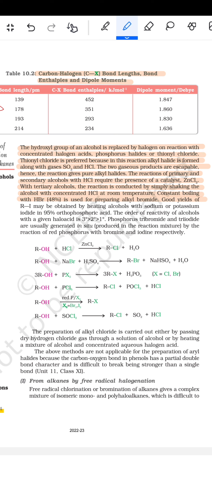Good yields of RI may be obtained on heating alcohol with sodium or potassium iodide in 95% orthophosphoric acid. The order of reactivity of the alcohols with a given halo acid is 3 degree, 2 degree, 1 degree. Phosphorus tribromide and triiodide are usually generated in situ, produced in the reaction mixture by the reaction of red phosphorus with bromine and iodine respectively.